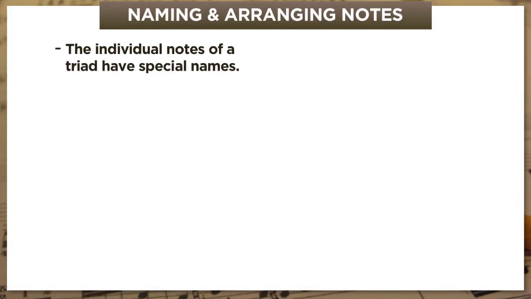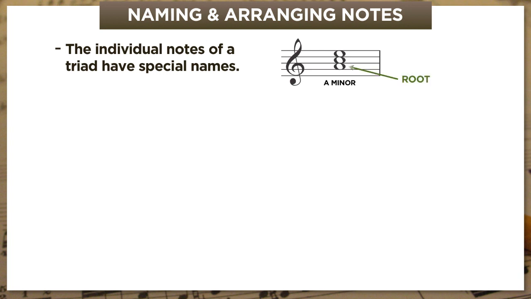Now let's talk about naming the notes in a triad. Within any given triad, the individual notes have special names. So let's take an A minor triad, again stacked tightly in thirds like this. The bottom note here, A natural, is called the root. It's the note the triad is named after. Above that is the chordal third, in this case C natural.